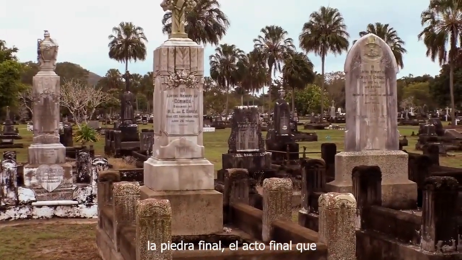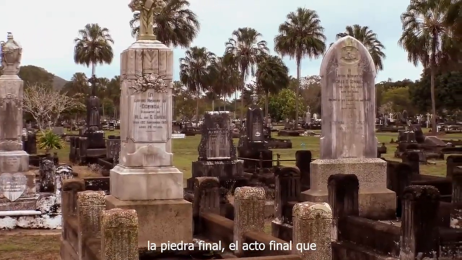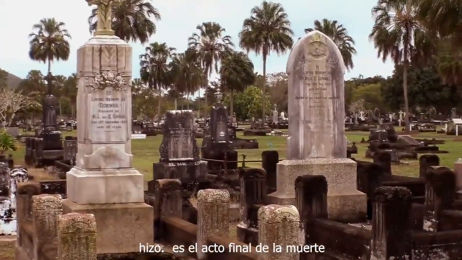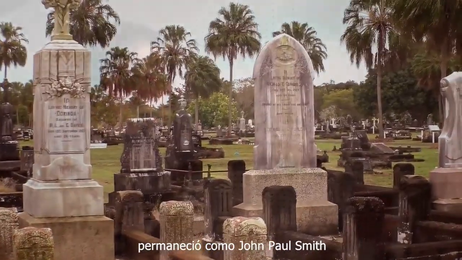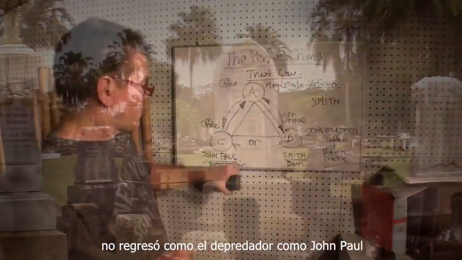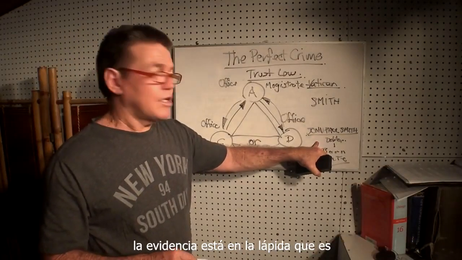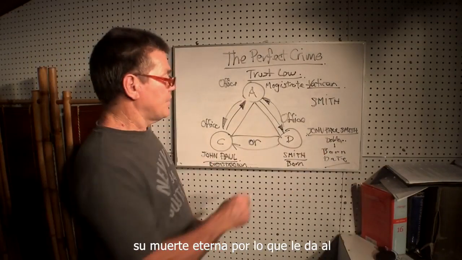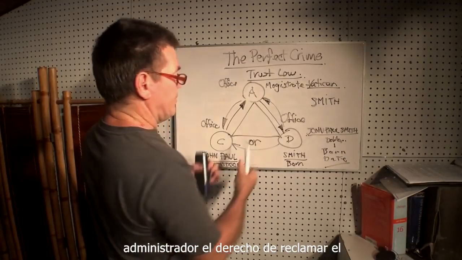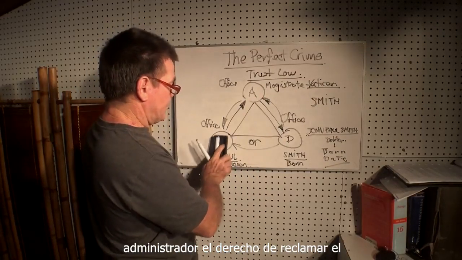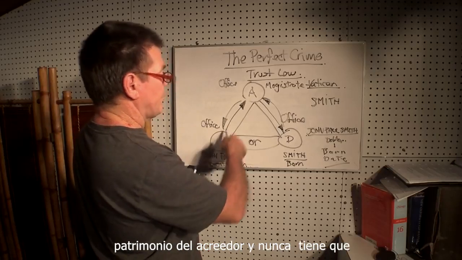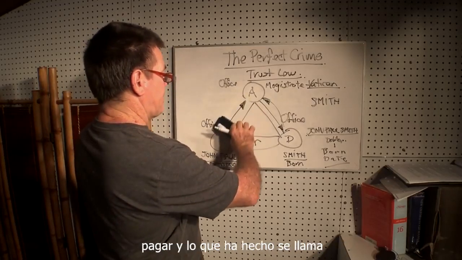The final stone, the final act that you did is the final act of death. You remained as John Paul Smith. You did not come back as the creditor, as John Paul. The evidence is on the tombstone. That is your eternal death. So that gives the administrator the right to claim the estate of the creditor and never have to pay back.